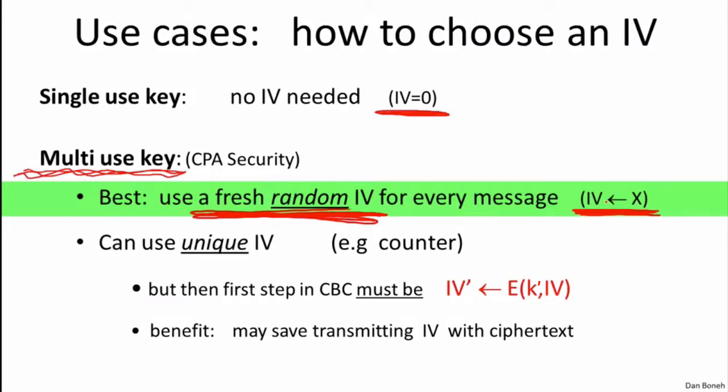But in fact, it turns out you can also use unique IVs if you wanted to. So for example, you could just use a counter. But then if you're going to use a counter, you have to do something more. In particular, you have to do one more step of encryption where you would actually take this counter and encrypt it one more time using the PRP before you actually use it.